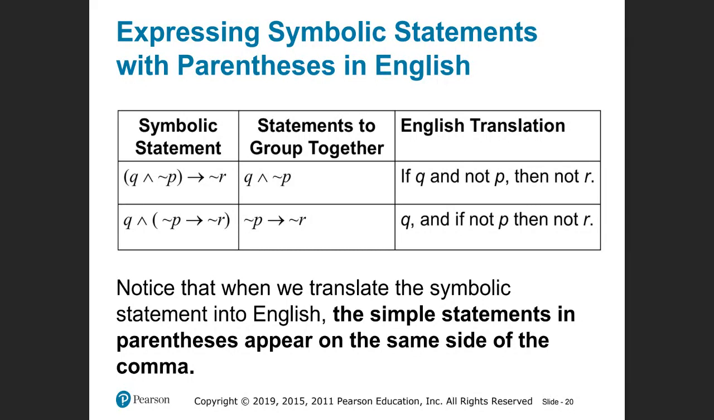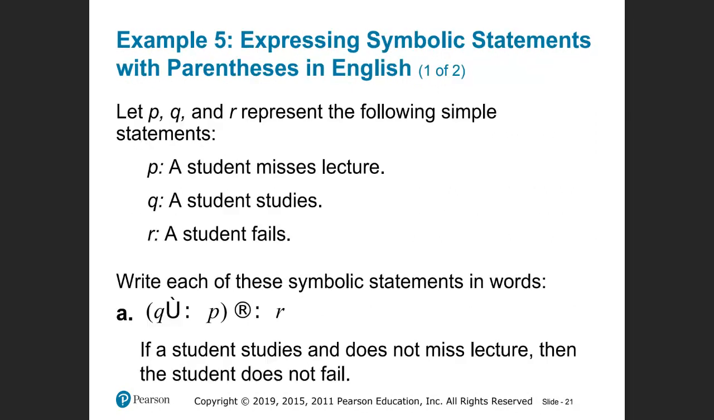For the bottom one, we're grouping together the last two statements. So this one would say Q and, if not P, then not R. Notice that when we translate these symbolic statements into English, these simple statements in parentheses appear on the same side of the comma, which you can see in the last column of the table.